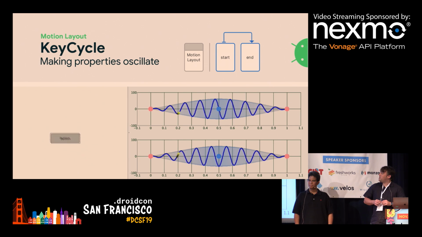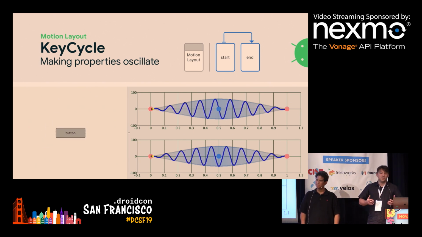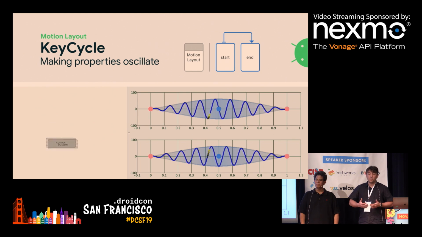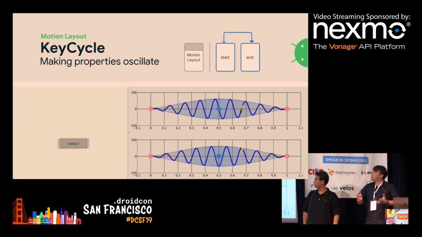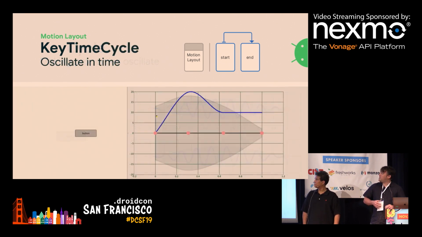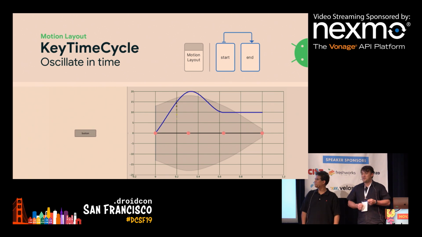Another really nice feature is something we call cycles, which essentially allows you to add oscillation. Technically, you could build all of that with keyframe position. It's just that it would be a lot of work. With cycles, you could just add a few parameters and make things move in very complex ways. We have a similar feature called key time cycle, which does the same thing in time.